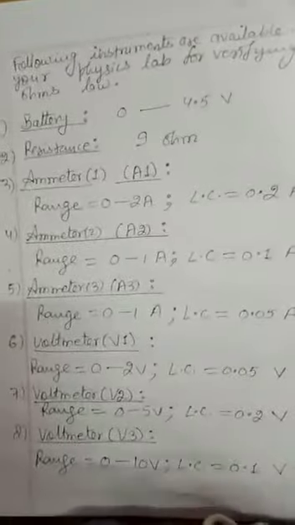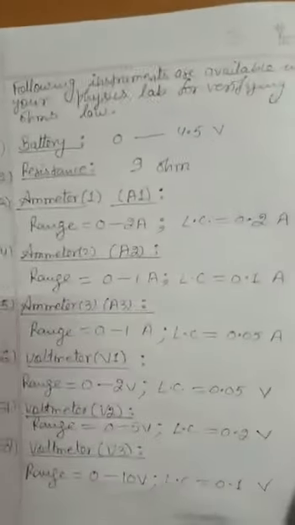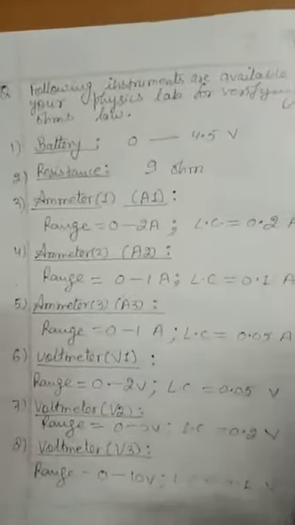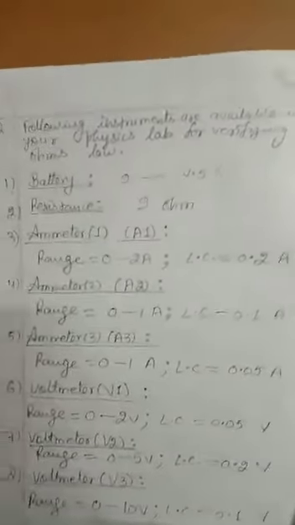So whenever you have options, see the range first. It means whether we can measure that value or not. And if that value can be measured by more than one instrument, then go for the minimum least count.